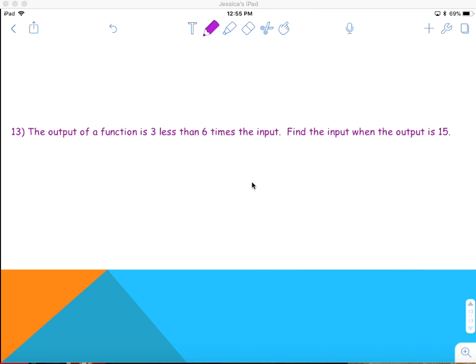For this problem, the output is 3 less than 6 times the input. You have to be really careful with the words less than. This does not mean 3 minus. Instead, this means minus 3. So you're actually going to subtract 3 from 6 times the input. Remember, 3 less than means minus 3, not 3 minus. There is a difference. Then it tells us that the output is 15.